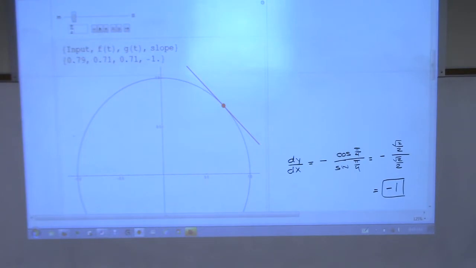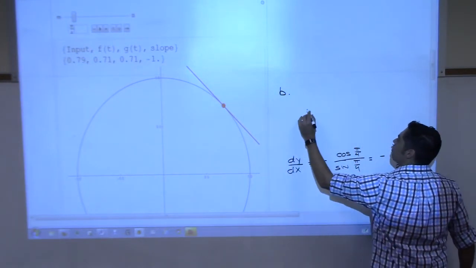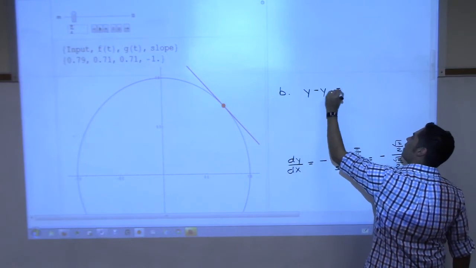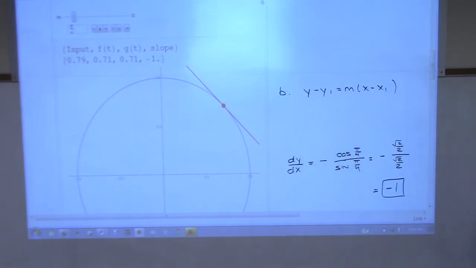What is the equation of the tangent line? So this is the slope of the tangent line, right? Isn't it just y equals negative x? Close, but remember for part B, we have to use this formula: y minus y1 equals m times x minus x1. That's the old equation for a line if you know its slope and you know a point.